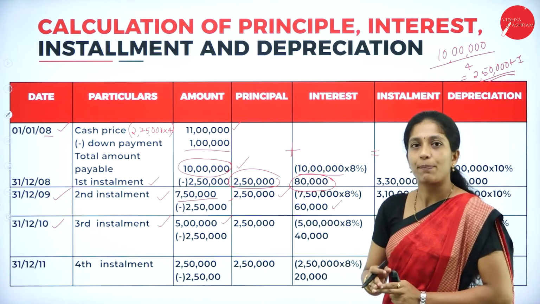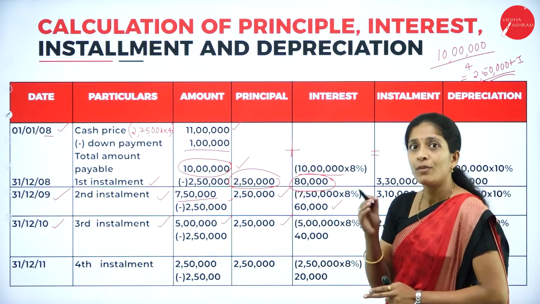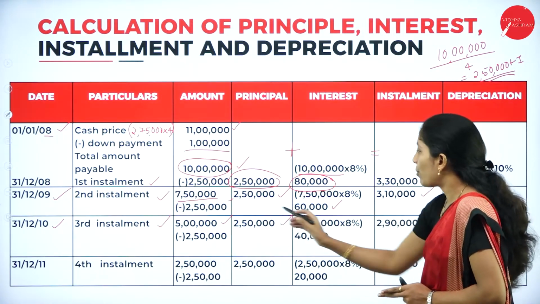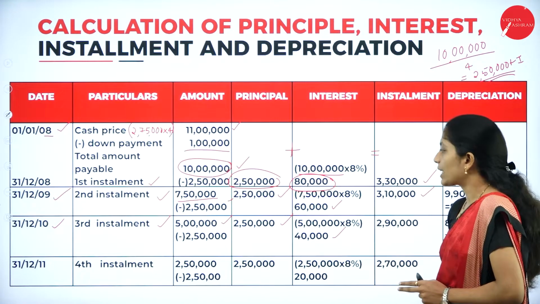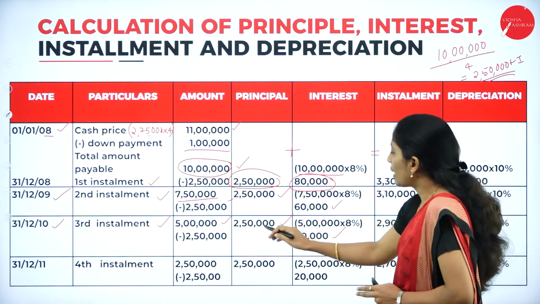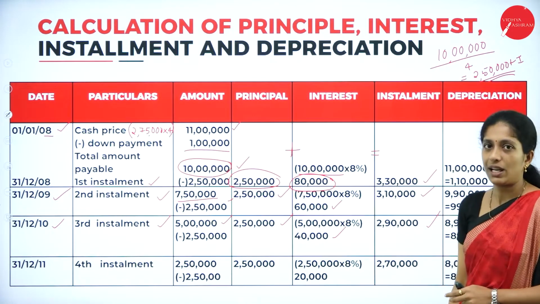Now let us see what the principal amount is. Principal amount remains the same, 2,50,000. What is the interest? The amount payable is 5 lakh into 8% interest. So we'll get 40,000. Add this 2,50,000 plus 40,000 and we'll get the third year installment amount.